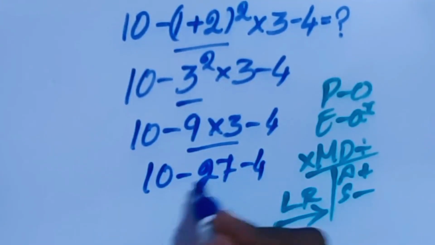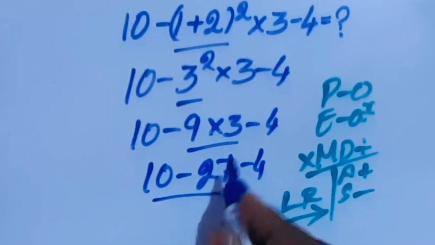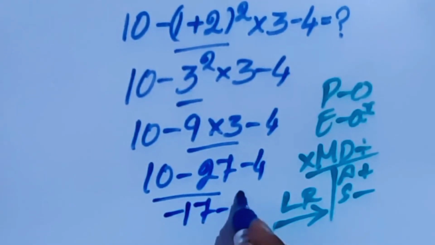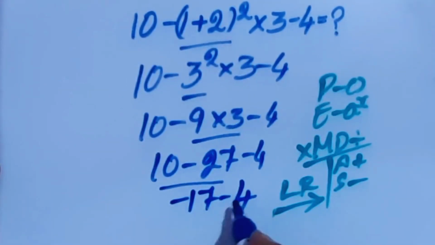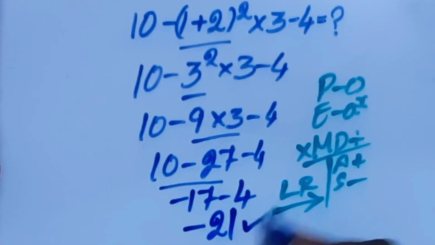Here we have both subtractions. We have to do this first. So 10 minus 27 is negative 17 minus this 4. Here both are negative symbols, so we have to do this addition here with the negative symbol. Minus 21 is the correct answer.